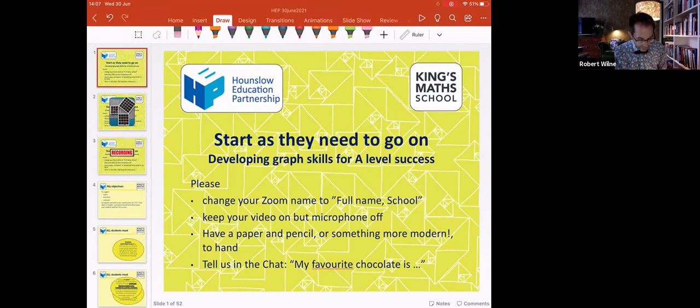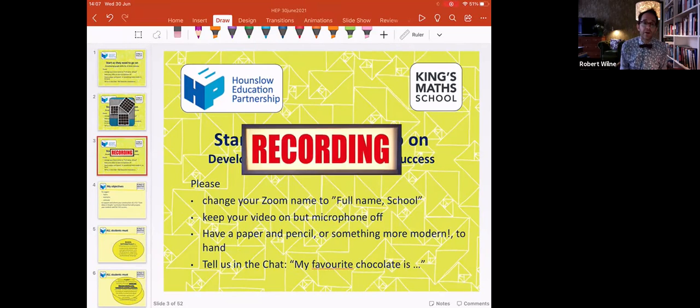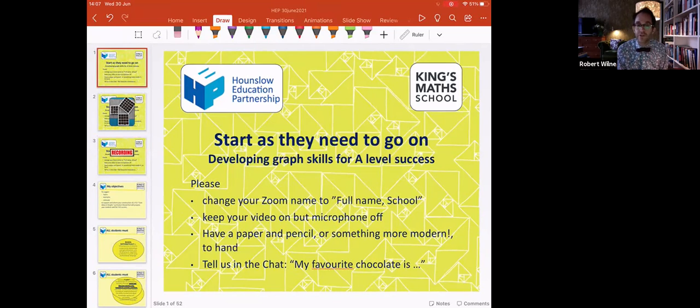Last time we thought about algebraic skills. This time we're going to focus on graph skills, and obviously there's a massive overlap between graph skills and algebraic skills, and in a sense separating them was a slightly unusual thing to do, but we're going to focus a lot on graphs today.